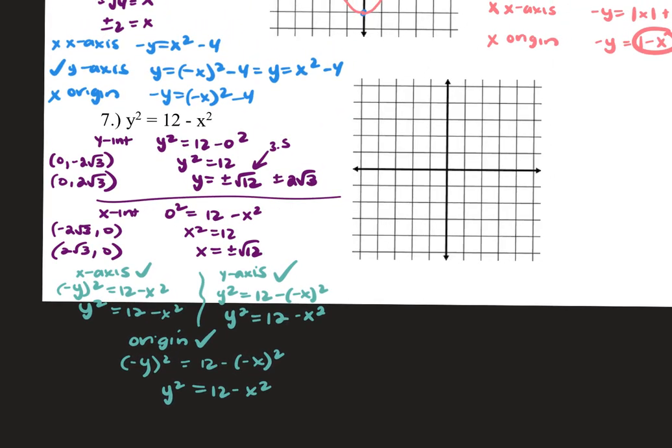So if I have 0, plus and minus, we said this is about 3.5, and 0, -3.5. And then I have 3.5, 0 and -3.5, 0. And there's symmetry all around. This is consistent with my equation being a circle. If I move the x over here, I get x squared plus y squared equals 12, which is in standard form for a circle.